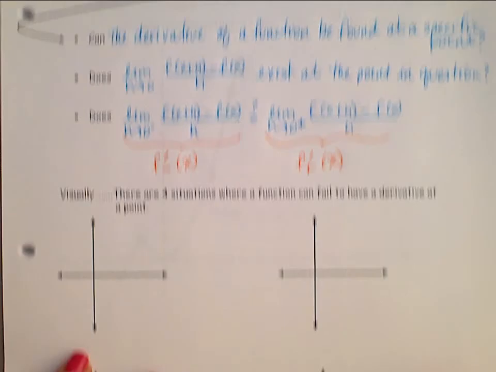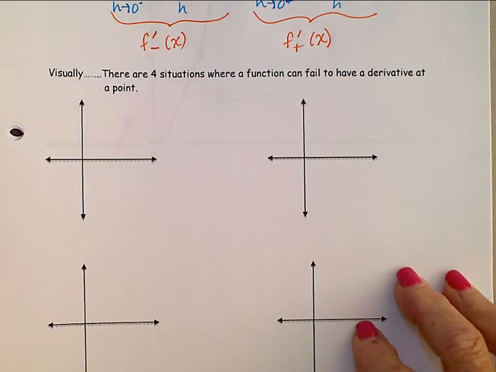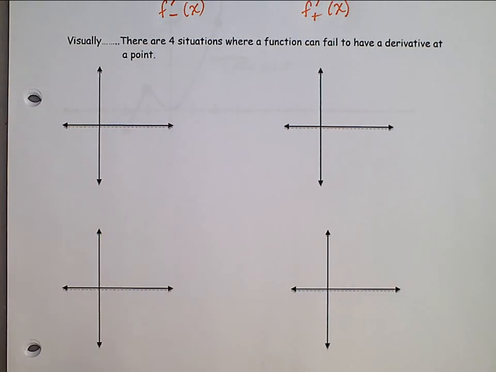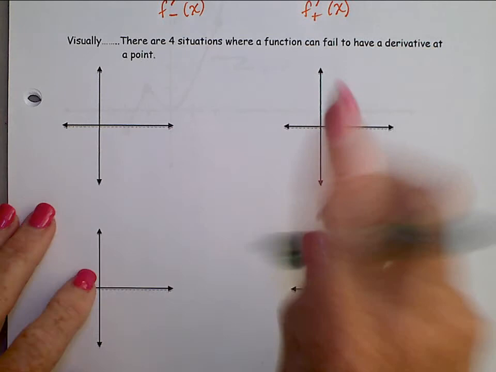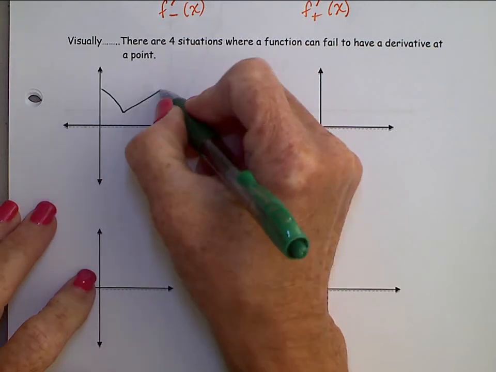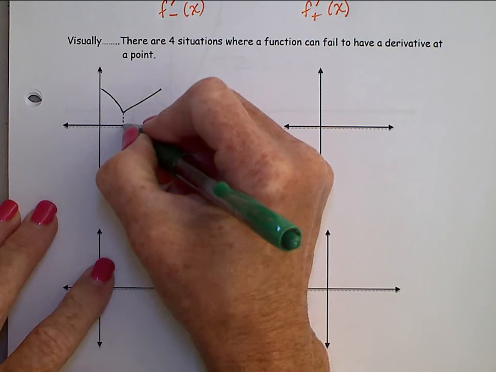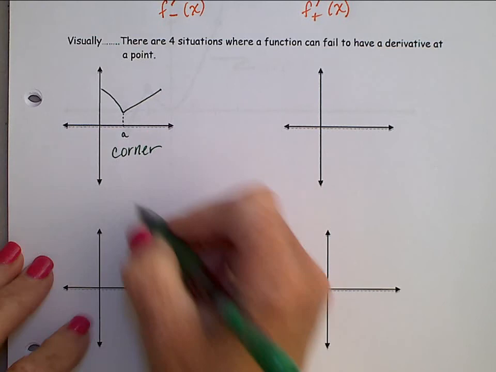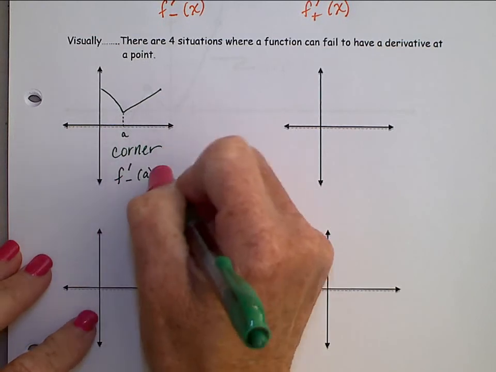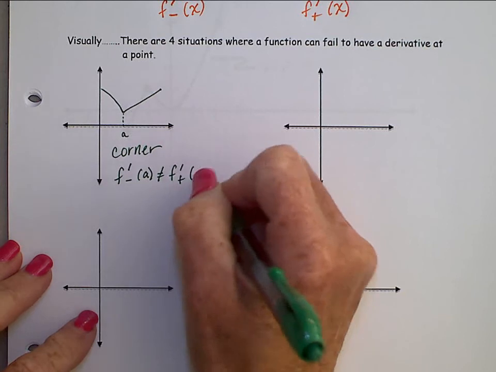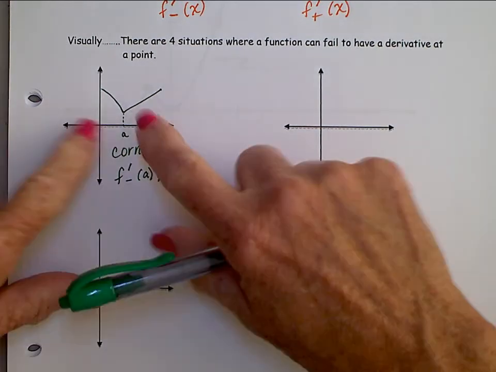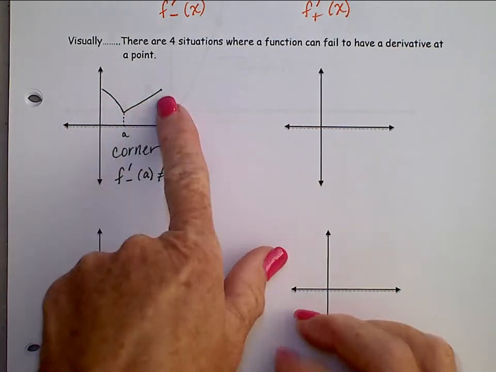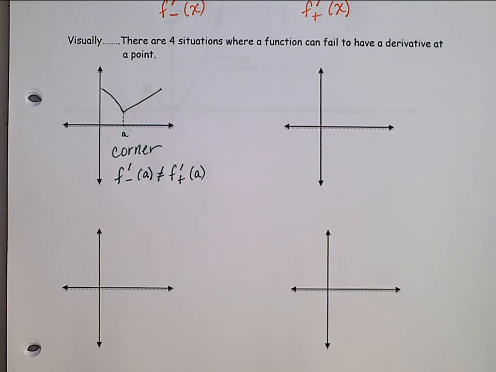Visually, there are 4 ways in which a function can fail to have a derivative at a point, so not differentiable. And the first one is if we have something like that. This is a corner. And here we have f prime from the left side of A does not equal f prime from the right side of A. And these are specific numbers. So this one may be a -2 and this one a +3. So very definite, specific slopes but different numeric values.